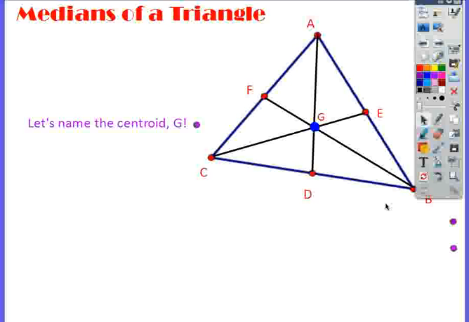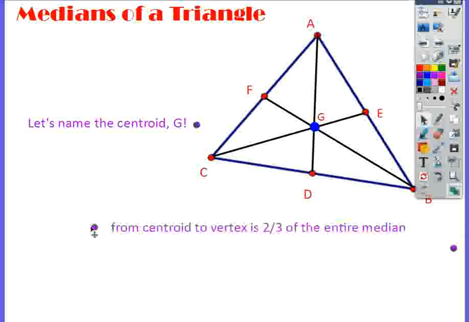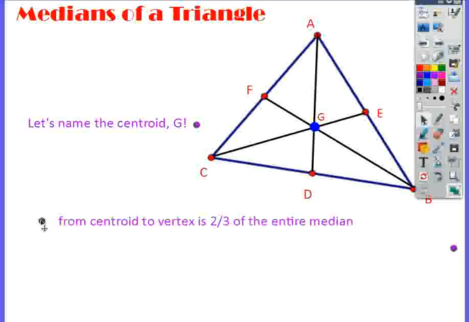Now the medians of a triangle have a special property. The distance from the centroid to the vertex is 2/3 of the entire median. So for example, AG would equal 2/3 of the entire median AD.